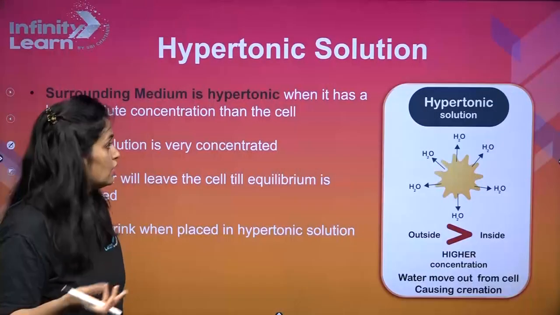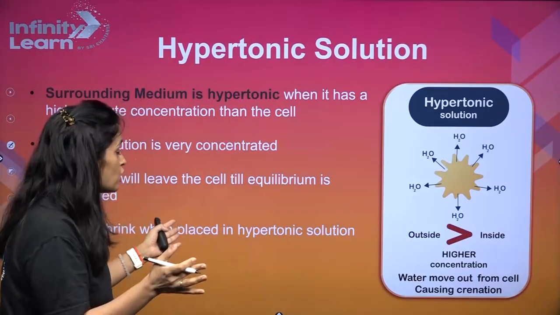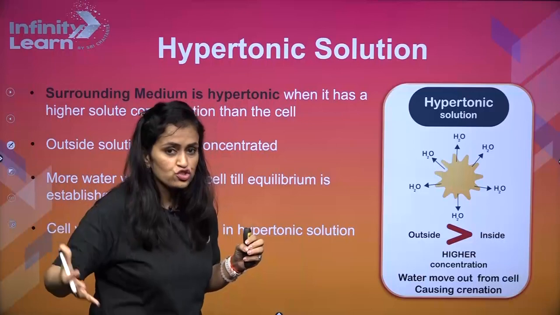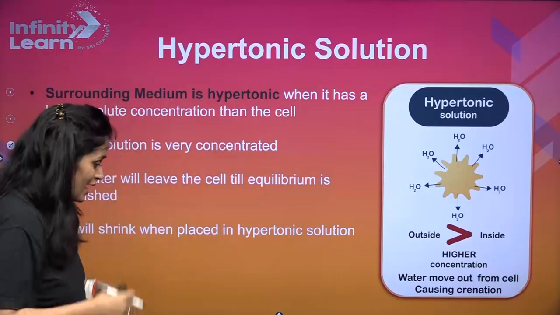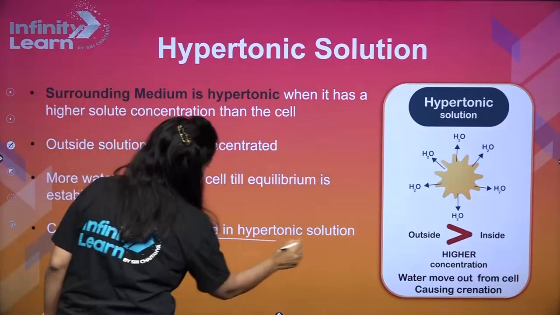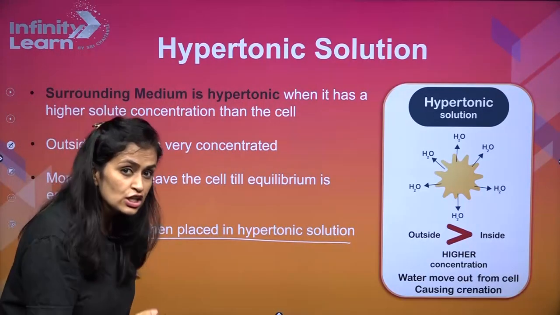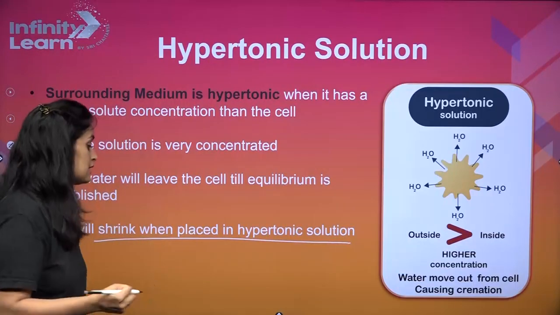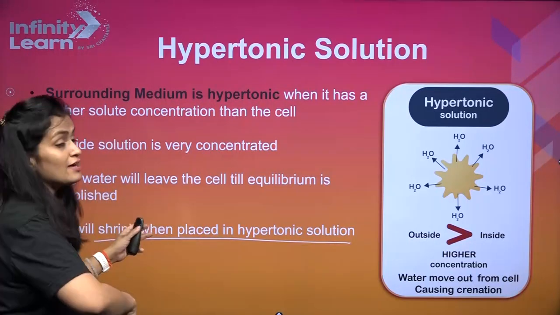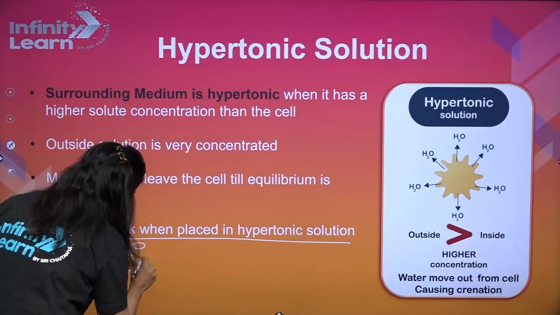Now, hypertonic will be opposite to hypotonic solution. Hypertonic means inside there is more water than outside. Outside the salt concentration is more. So what will happen? From inside, the water will start moving out. And because of which, what would happen? Shrinkage will happen, right? Shrinkage will happen. And when shrinkage is happening, there is one more word that you have to remember. That is, in this condition, it is exosmosis. What is happening? Exosmosis is happening over here.